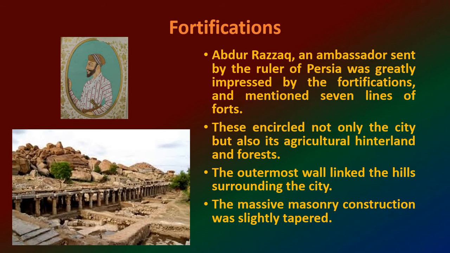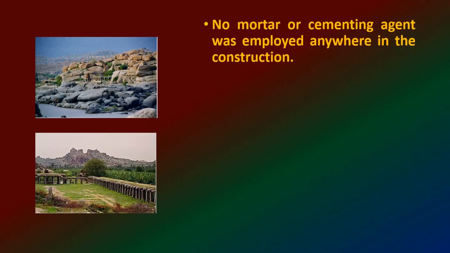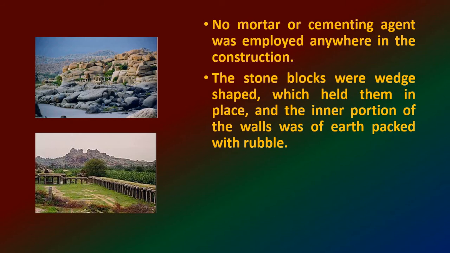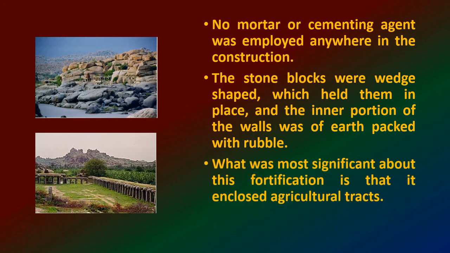The massive masonry construction was slightly tapered. No mortar or cementing agent was employed anywhere in the construction. The stone blocks were wedge-shaped, which held them in place, and the inner portion of the walls was of earth packed with rubble. What was most significant about this fortification is that it enclosed agricultural tracts.